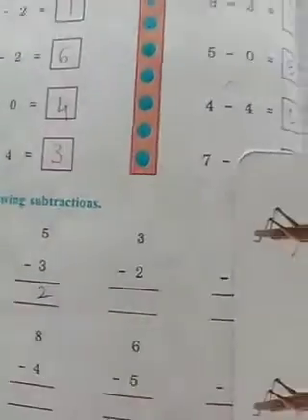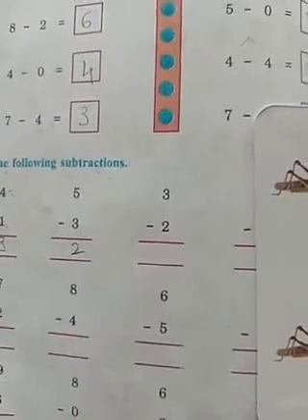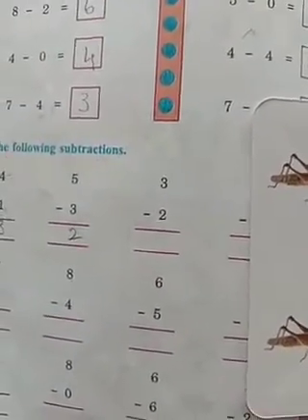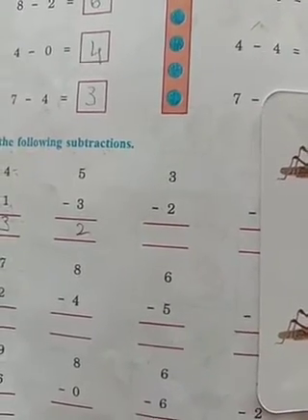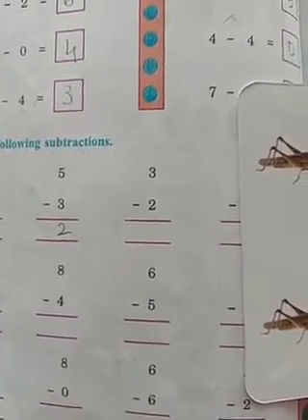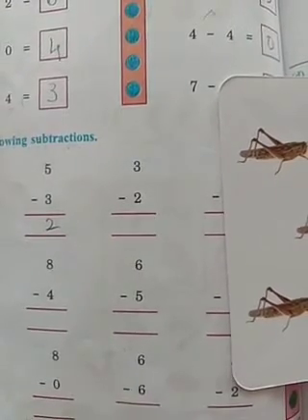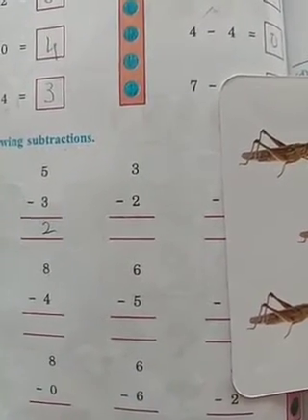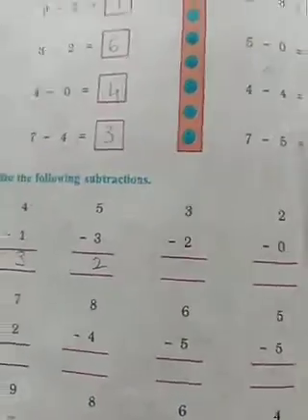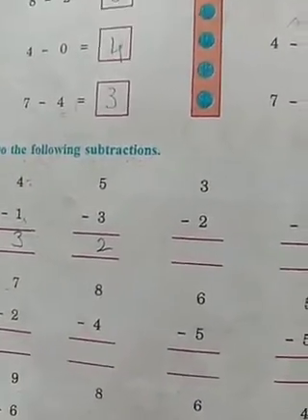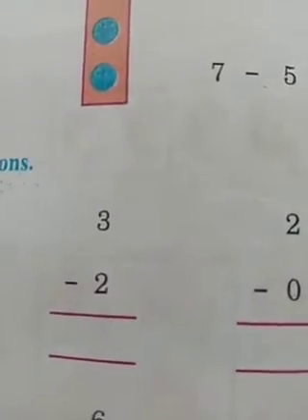Like this only, children, you do subtraction. I am taking pictures, you can take marbles or whatever things you want, and do subtractions with them. Okay. So next one, 3 minus 2.